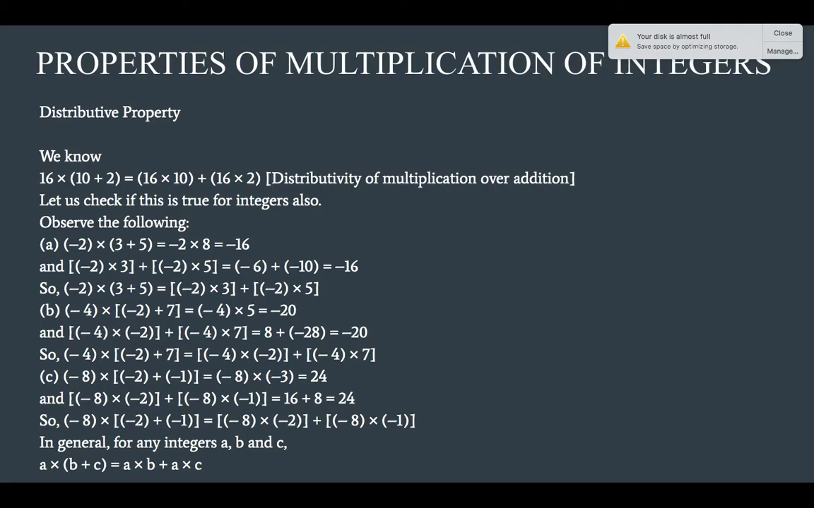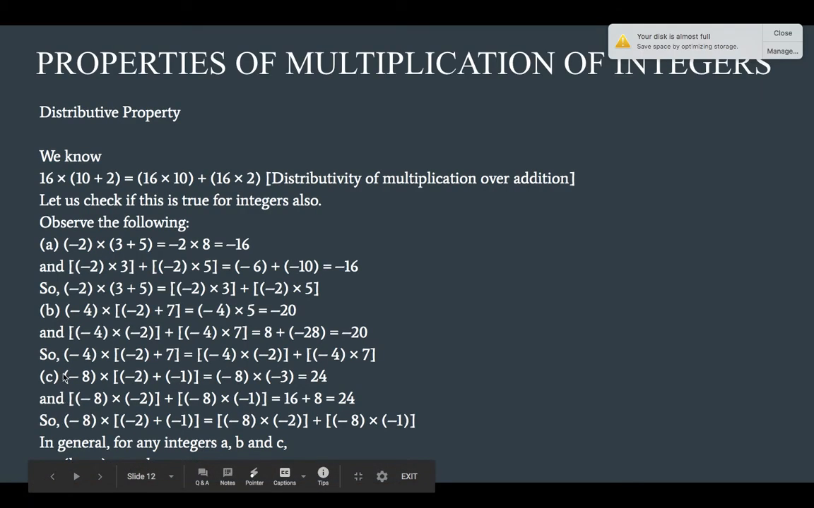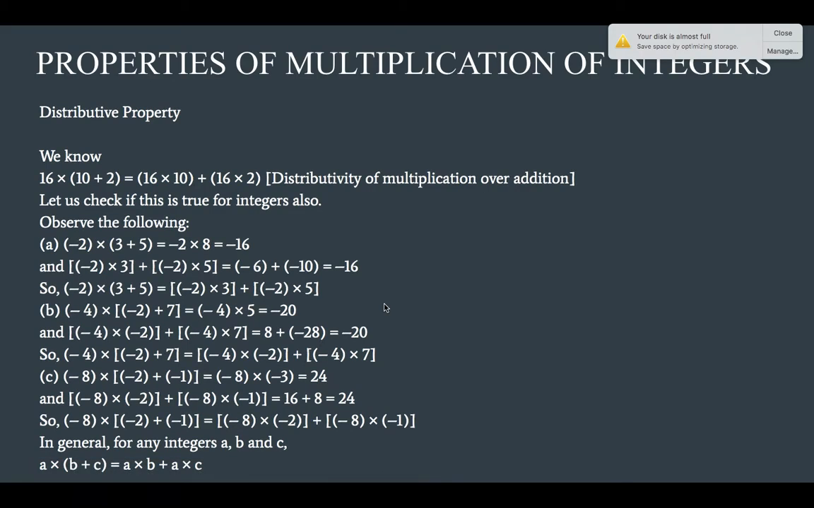Distributive property. I'll tell you the property first. Oh, I'm really sorry. The property is written over here, and that is a into bracket b plus c is equal to nothing but a into b plus a into c.